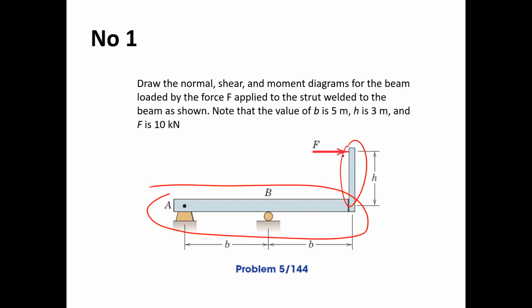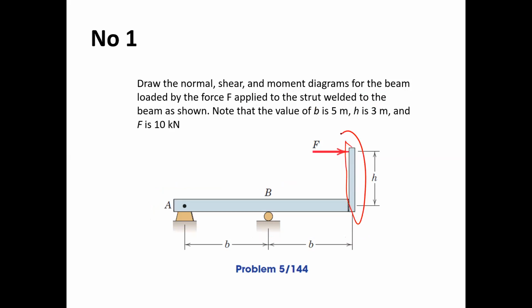But the question said for the beam loaded by the force F. Doesn't that mean the vertical? No, the vertical is not, because this force F is applied to the strut welded to the beam. So in this case, this part is the strut, this part is the beam. So the vertical one is actually not in question. You understand what I mean? Oh, okay. So this one is strut, this one is beam.